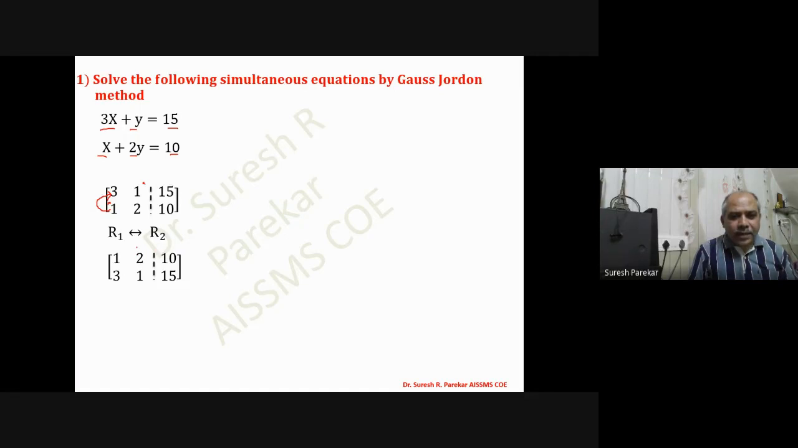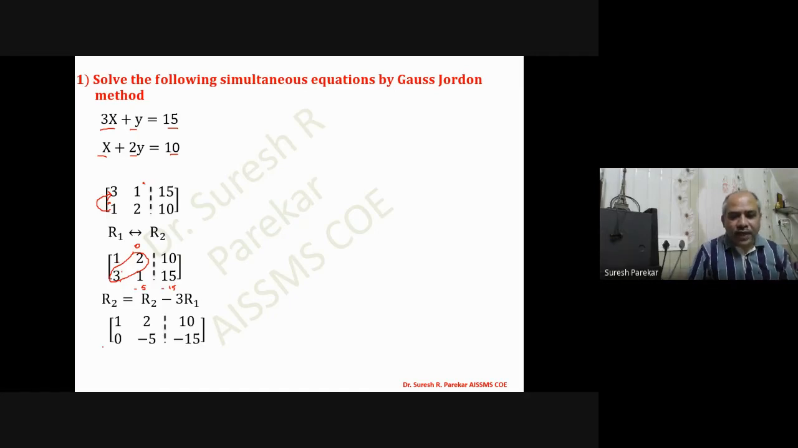Now what is my aim? My aim is to make both of these 0. So first I will make this 0, by R2 equal to R2 minus 3R1. So this becomes 0, and then this value, 3 into 2 is 6, so this becomes minus 5. And then here we have 10 into minus 3 plus 15, so minus 15. So you can see this.